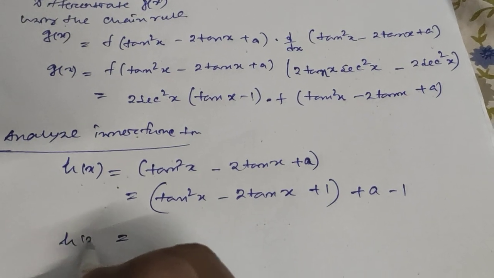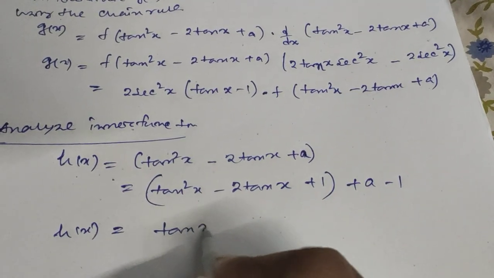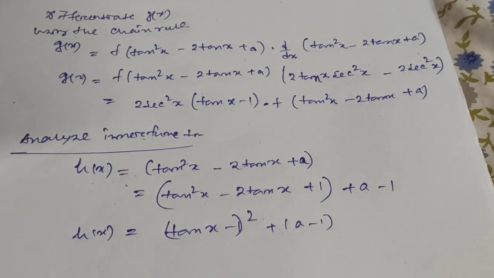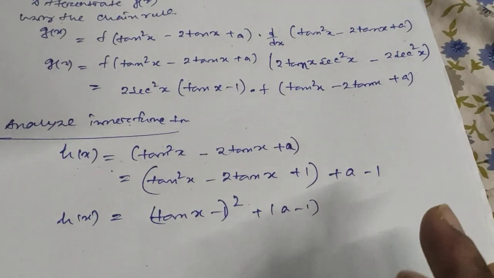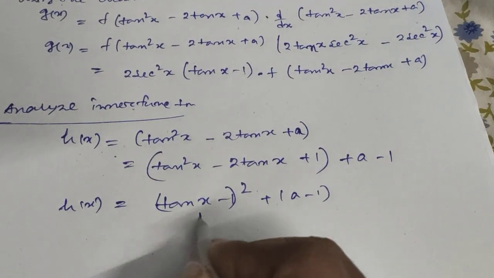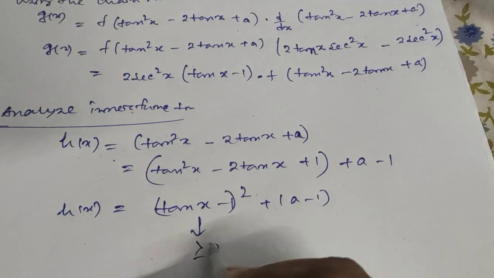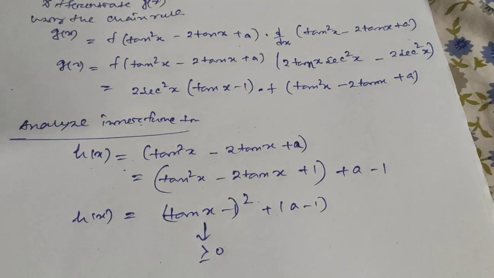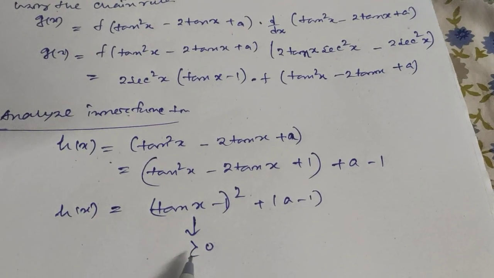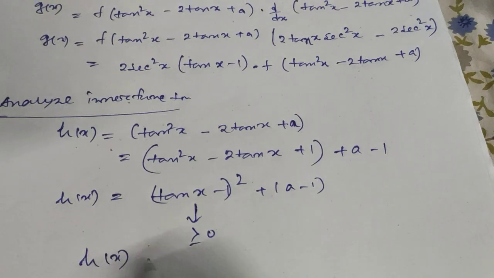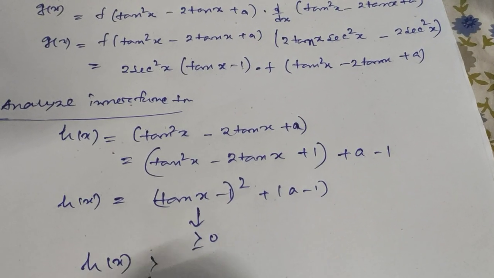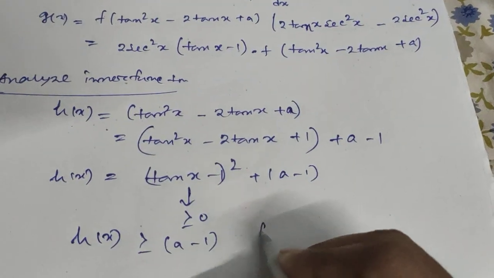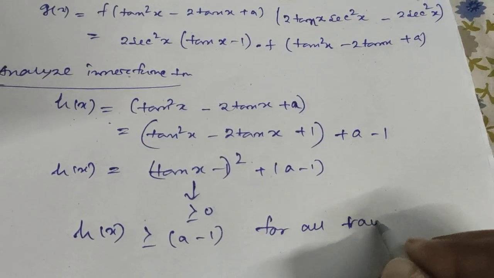Now h x is tan x minus 1 its whole square plus a minus 1. Since the square of any real number is non-negative, this part is always greater than or equal to 0, right? So therefore h x should be greater than or equal to a minus 1 for all valid x, right?